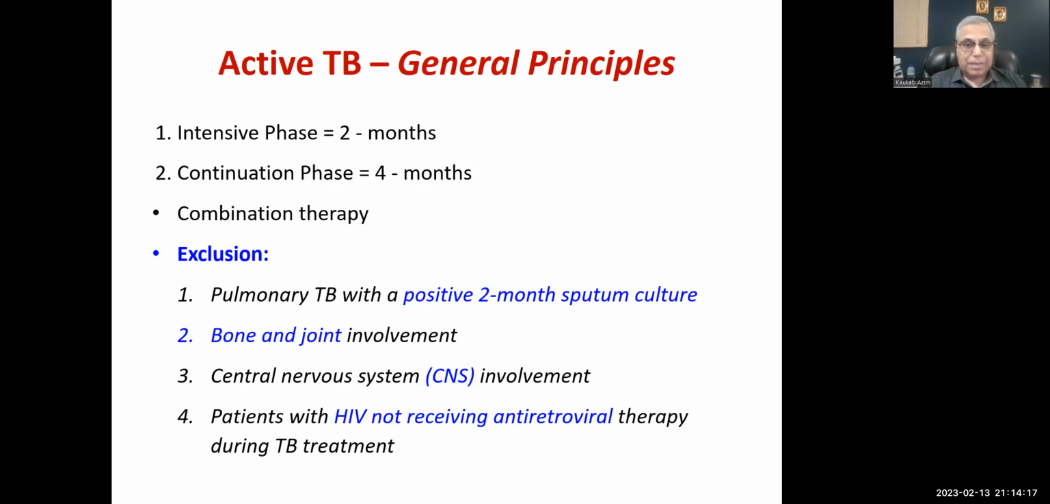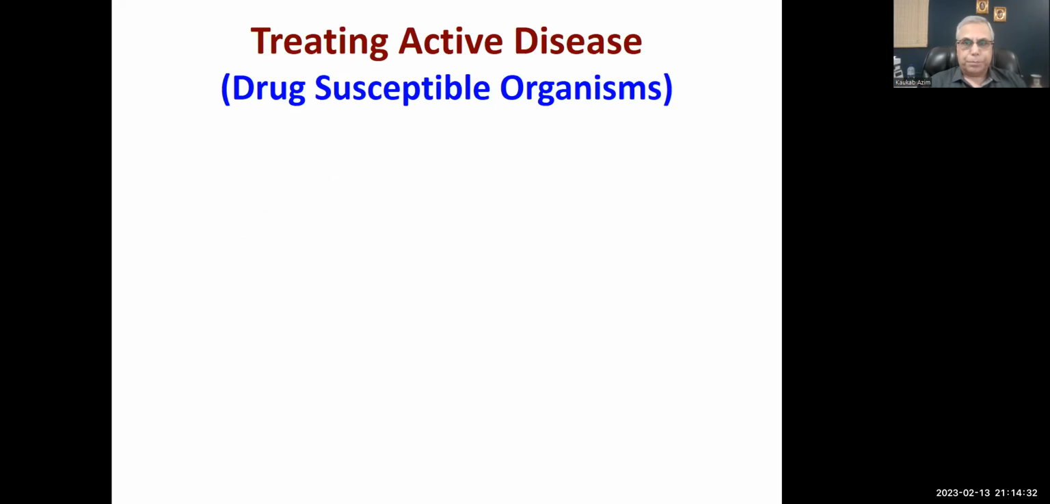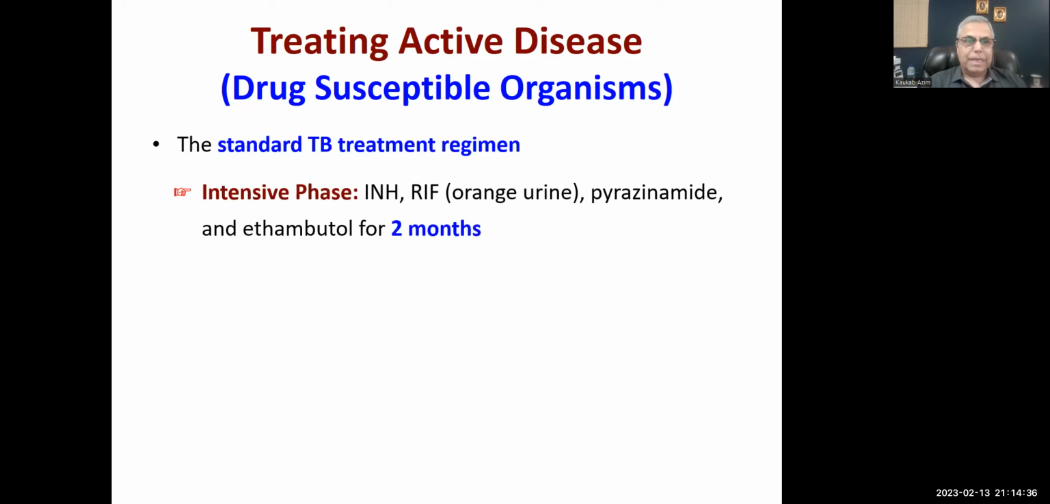When the patients are receiving antiretroviral therapy, you have to look for drug interaction. You know that rifampin is a very strong inducer of the CYP450 system, the enzymes, I'm sure you all remember that. So drug susceptible is standard treatment. Once again, intensive phase: INH, rifampin, pyrazinamide, ethambutol for 2 months.